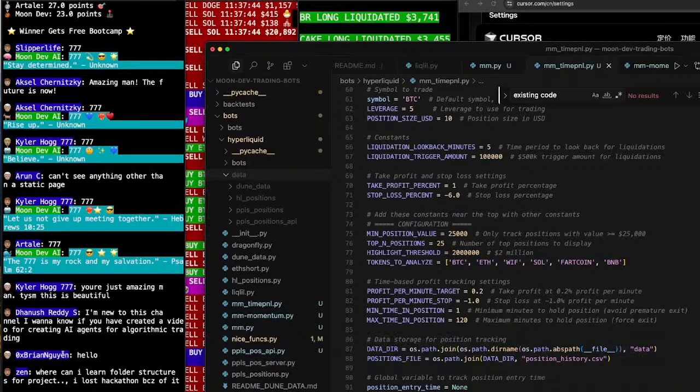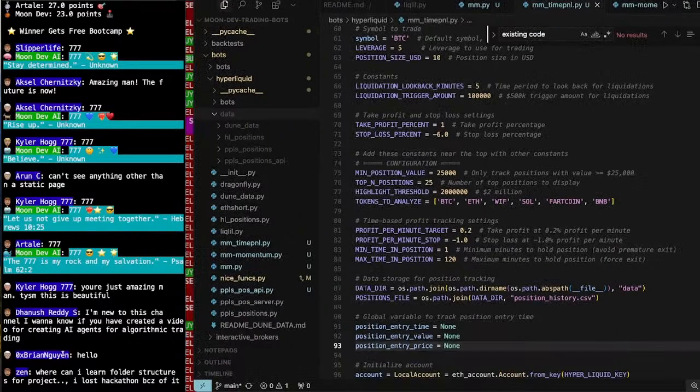Okay, so let's add a function to display position statistics. I need to find a different account for this because I don't want to mess up a good thing.